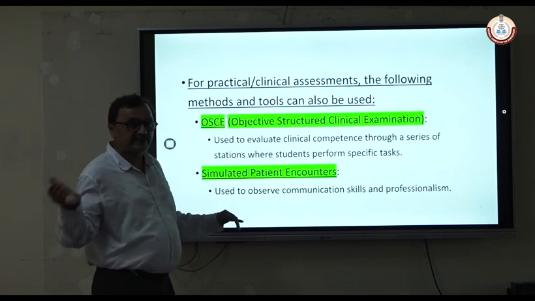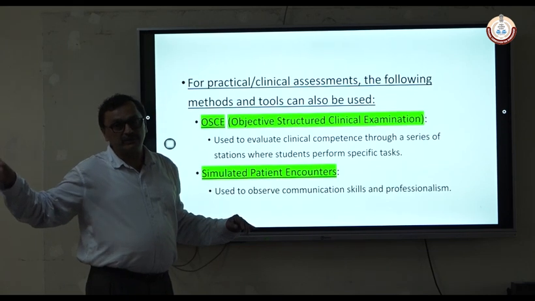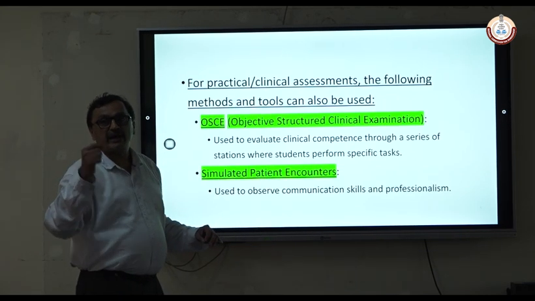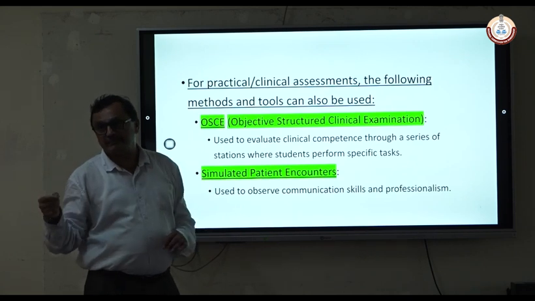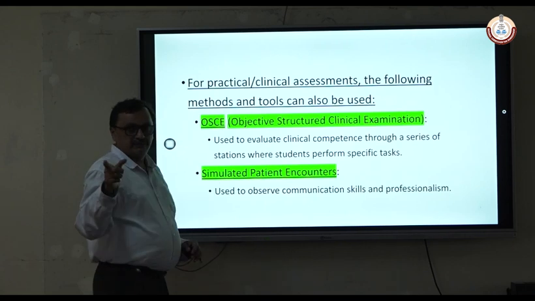Or anybody can be brought in with a set of symptoms that he will be told. These are the set of symptoms you have to talk about, and the student will be talking about them, and an observer will be there. He will be evaluating him based on the set observation criteria. Okay, so let us ask.